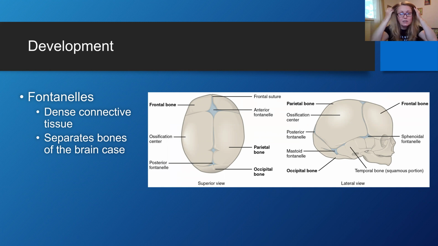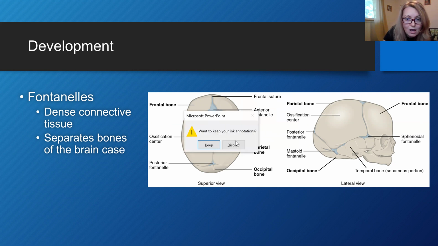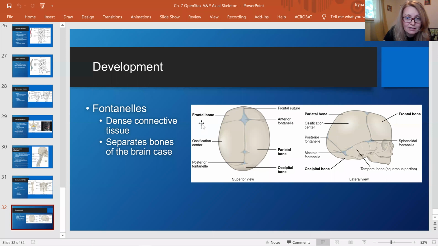The brain grows pretty rapidly at a very early age of our life, and you want the skull to be able to grow as well. If the bones were fused, you would have increased intracranial pressure. That is not good, right? So fontanelles allow cranial bones to be a little bit more movable. During birth, the baby can go through the birth canal, and it also allows the brain to grow. And then they ossify, right?